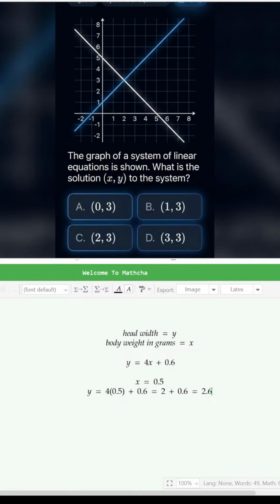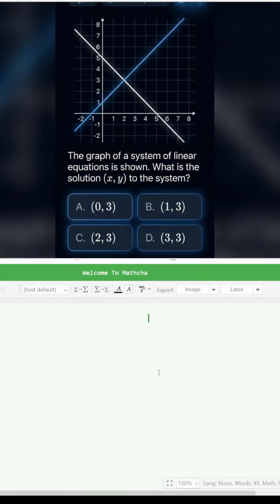Okay, now let us solve the next one. Here we are given a graph where there are two lines, the graph of a system of linear equations. What is the solution x, y to the system? Since these two lines meet at a point, the solution of the system of linear equations should be the point of intersection. We can clearly see that the point of intersection is at 2 comma 3, that is x is equal to 2 and y is equal to 3. So that should be the correct answer, option C, 2 comma 3.